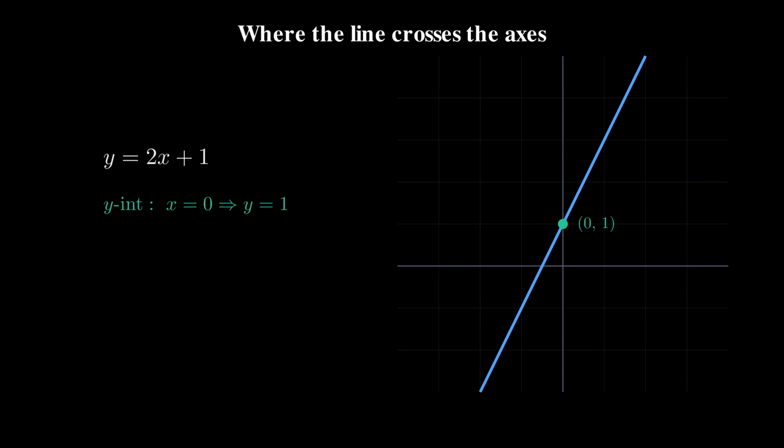For the x-intercept, do the mirror image. Set y to 0 and solve for x. 0 equals 2x plus 1 gives x equals minus a half. So the line cuts the x-axis at (minus a half, 0). Set x to 0 for the y-intercept. Set y to 0 for the x-intercept. That swap is all there is to it.